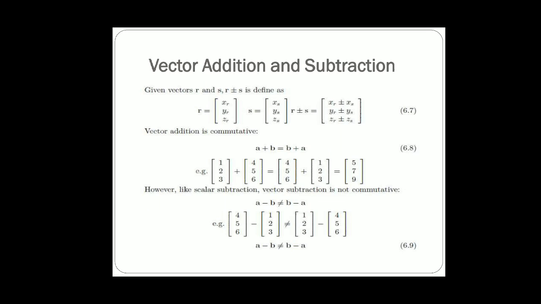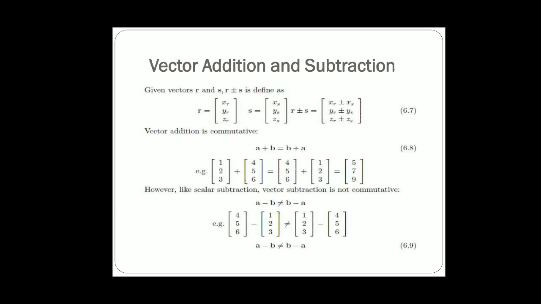We'll see that. Given vectors r and s, r plus as well as minus s is defined as follows: r is xr, yr and zr, s is xs, ys and zs. So r plus or minus s is equal to xr plus or minus xs, yr plus or minus ys, zr plus or minus zs.